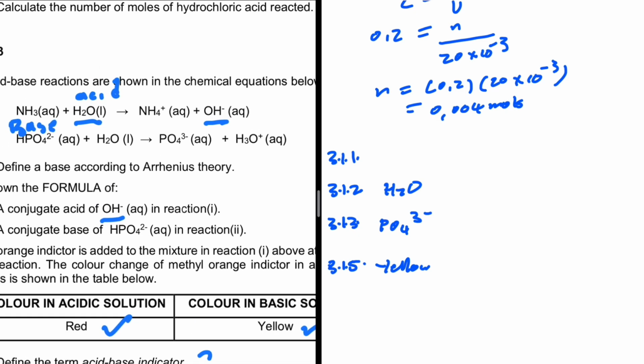You can also see that by the presence of OH minus. OH minus is hydroxide ions. We know that hydroxide ions are what you get when a base ionizes or dissociates. You get OH minus, right?